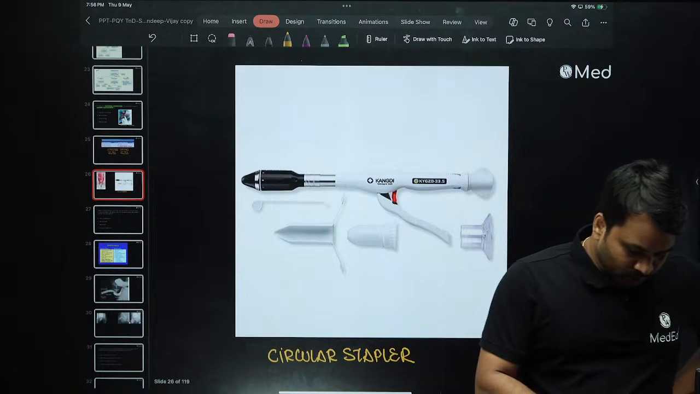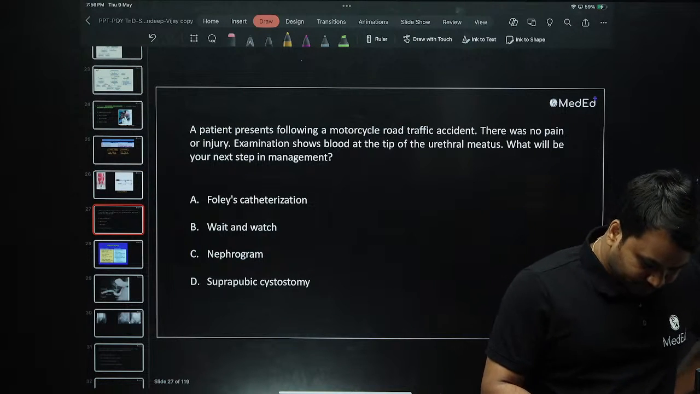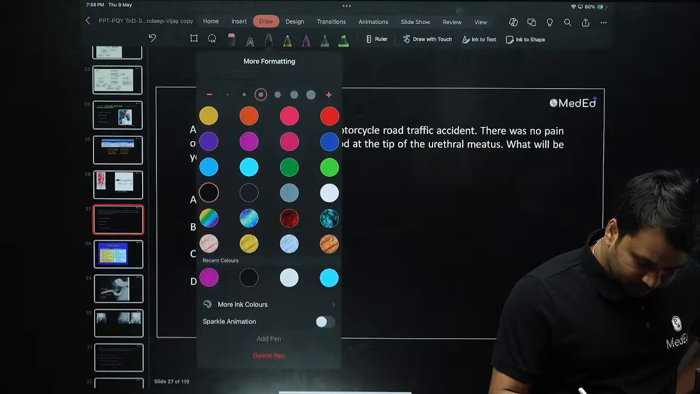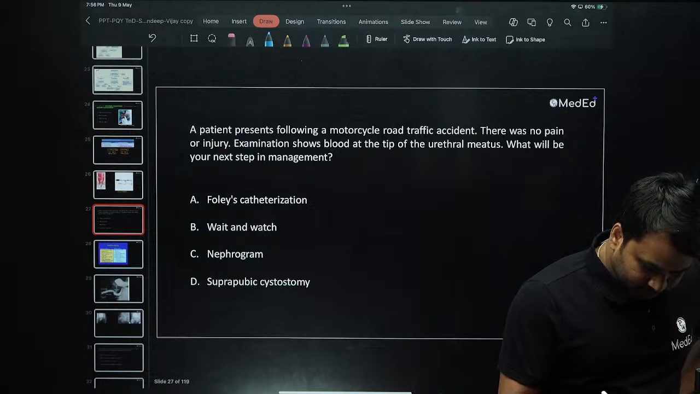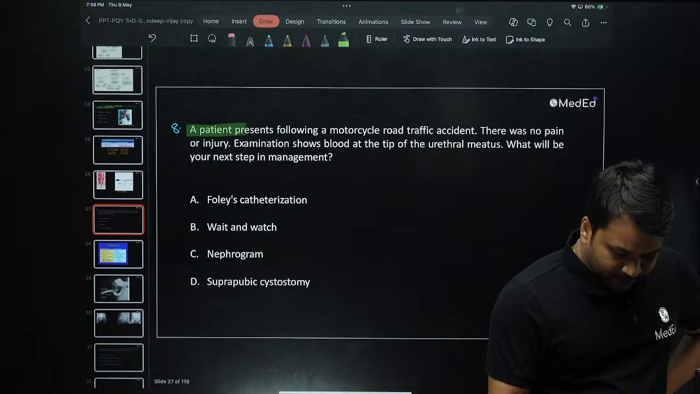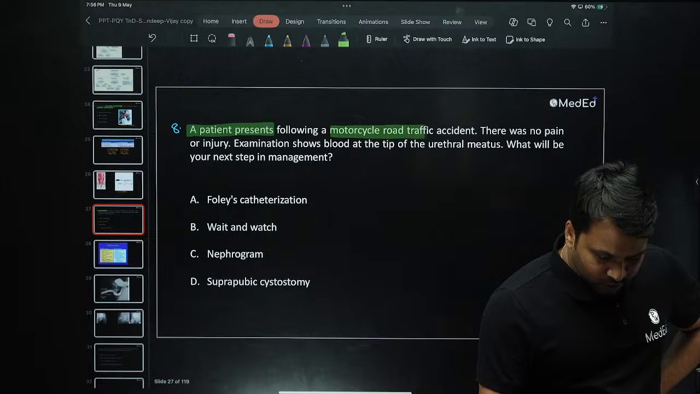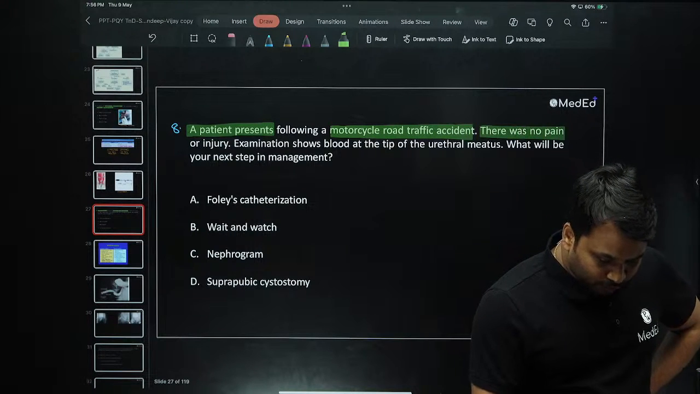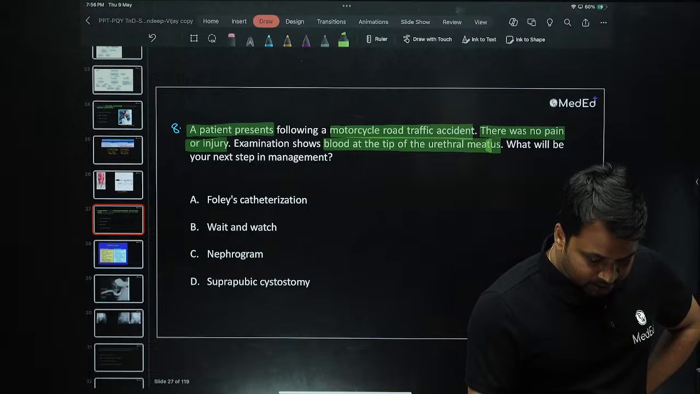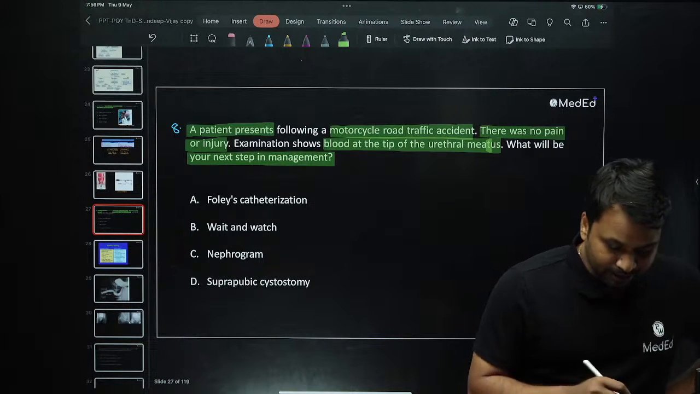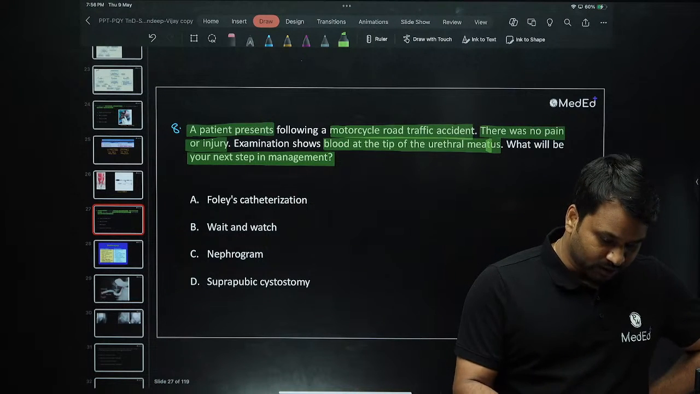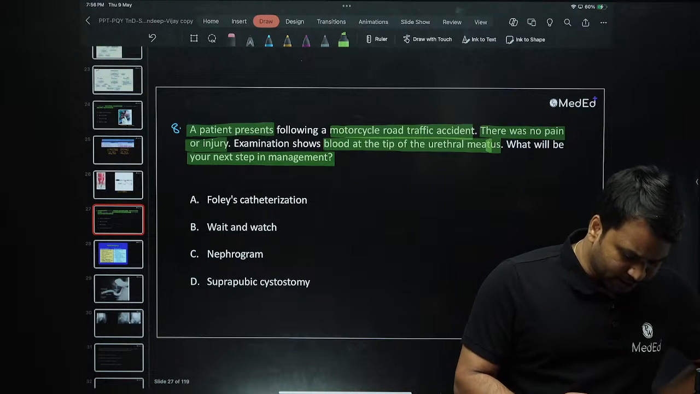So, now moving to the next question. Question number 8. Here I have a patient presenting with a motorcycle road traffic accident. There was no pain on injury. Examination showed blood at the tip of the urethral meatus. What will be your next step in the management? No pain is there, only blood at the tip of the urethral meatus.